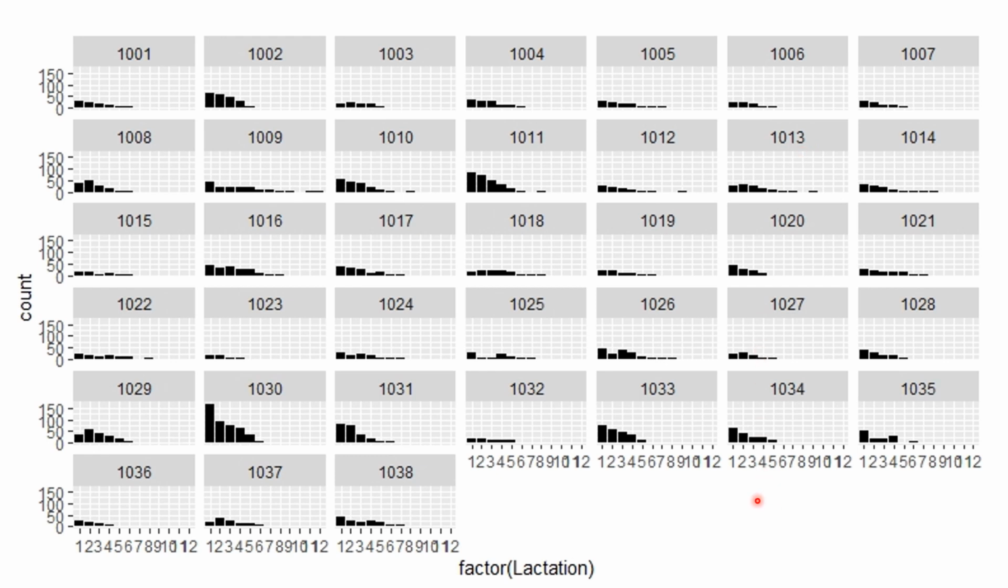Also, if we look at the farm level of the lactation, we can see that in most of the farms, the lactation distribution has approximately the same trend. They have most of the cows in their first and second parity.